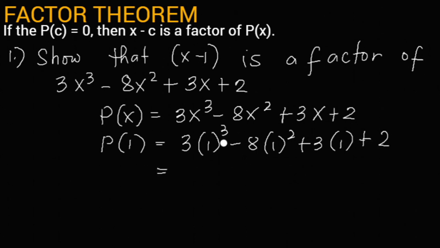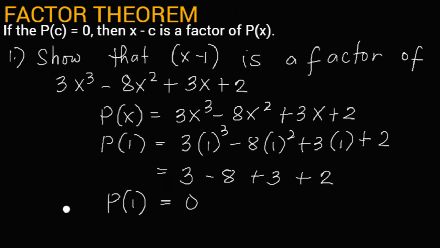So, 1 raised to 3 is 1. 1 times 3 is 3, right? 1 raised to 2 is 1. 1 times 8 is negative 8. 3 times 1 is 3. And then plus 2. So 3 minus 8, that's negative 5, plus 5 here, so that's 0. So p of 1 is 0.